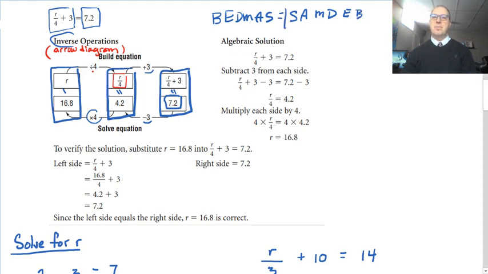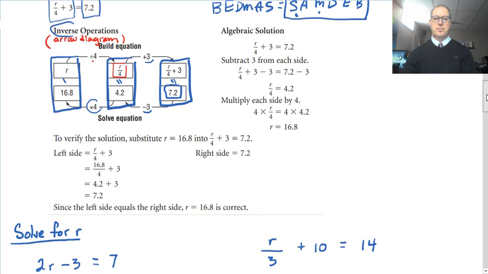So it becomes SAMDEB. And if you're wondering what to take apart first, do you want to do the opposite of dividing, multiplying, first, or do you want to do subtracting first? Well, subtracting comes before multiplying. So that's how I remember that. Okay, so we subtract 3 from both sides. I get r over 4 equals 4.2. If you multiply by 4 both sides, I get r equals this times 4, 16.8. And that's how you solve an equation.